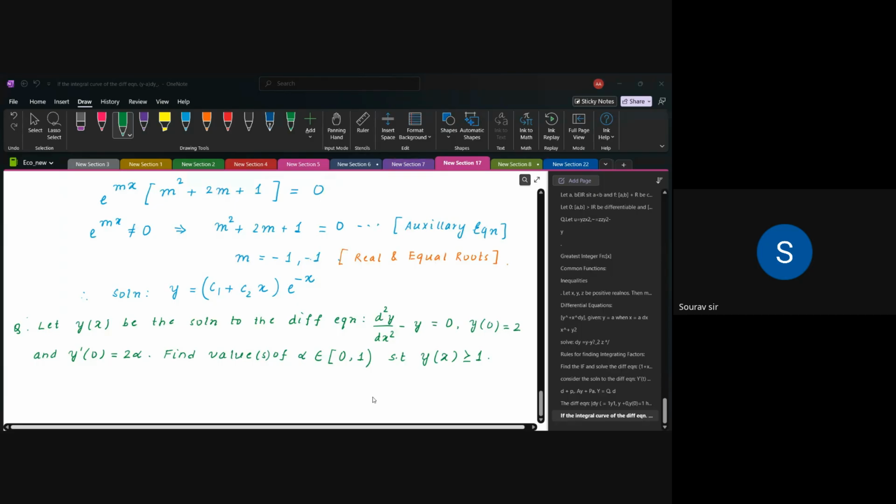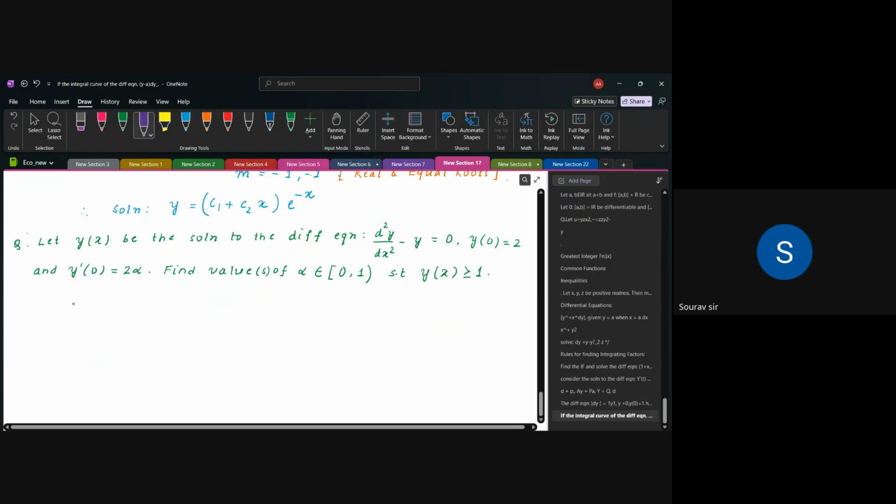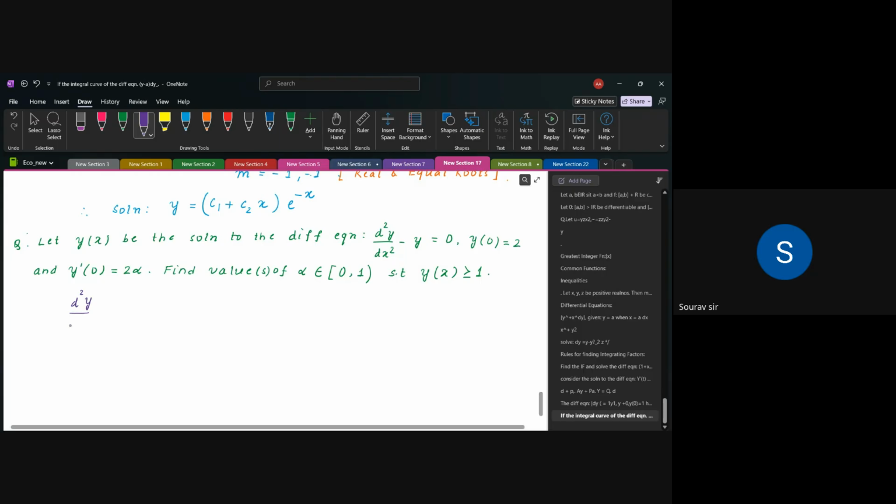Okay. So how can we start? Can anyone take a guess? We will solve the second order differential equation first, and get the constants from the initial values, and then we will put it in to find the inequality. Correct. So first of all, we have the differential equation as d2y by dx2 minus y is equal to 0.